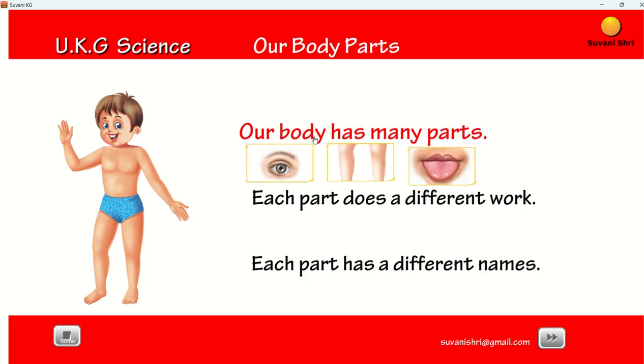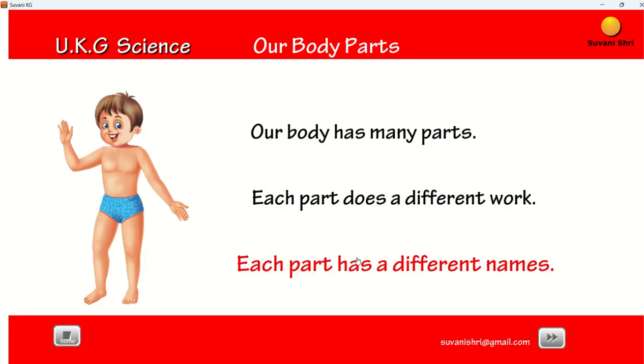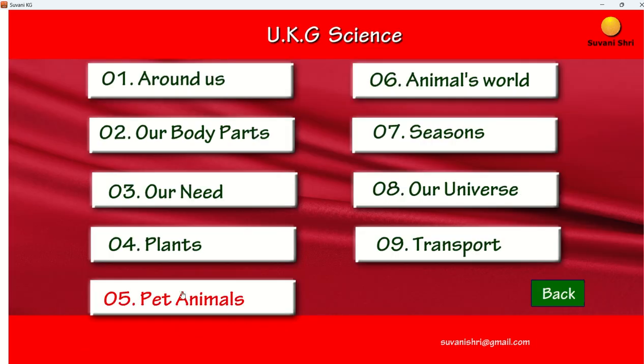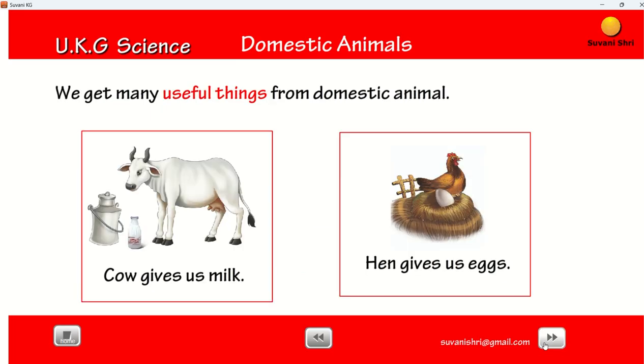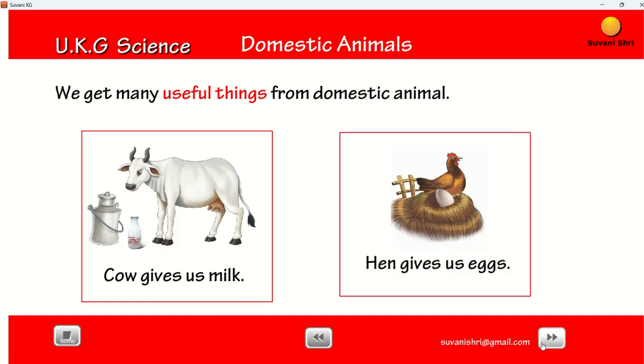Our body has many parts. Each part does a different work. Each part has a different name. Shoulder. Many of them live nearby us. Cow gives us milk. Hen gives us eggs.